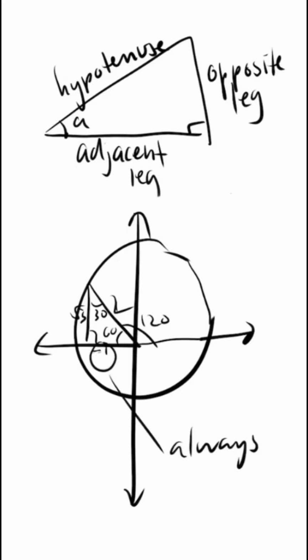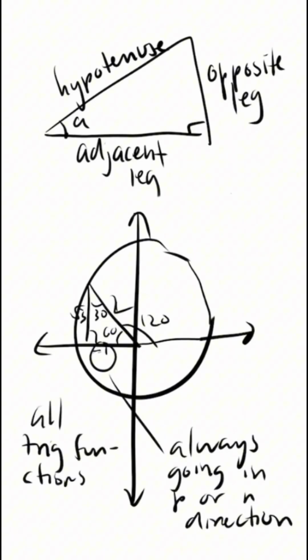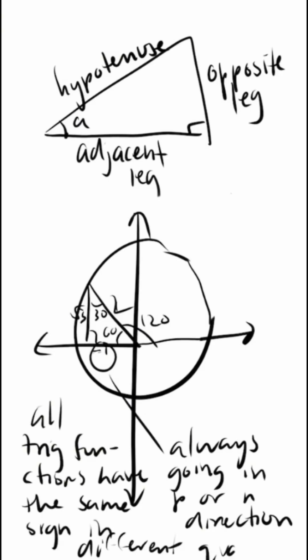And also, since legs in different quadrants are always going in the positive or negative direction, all trigonometric functions have the same sign in different quadrants.